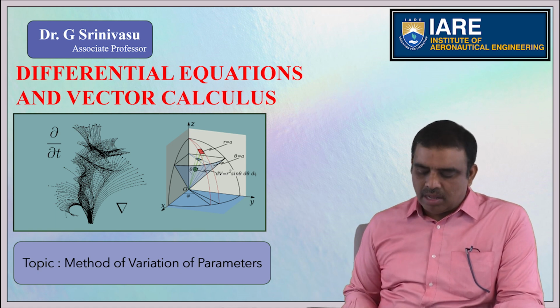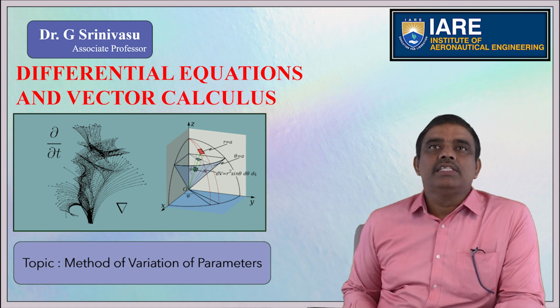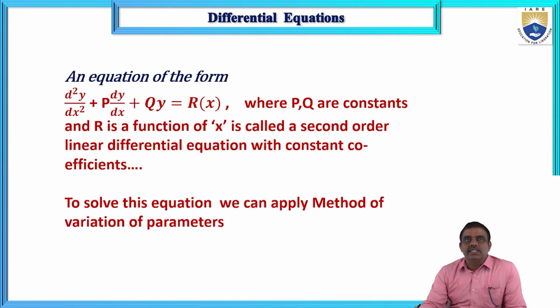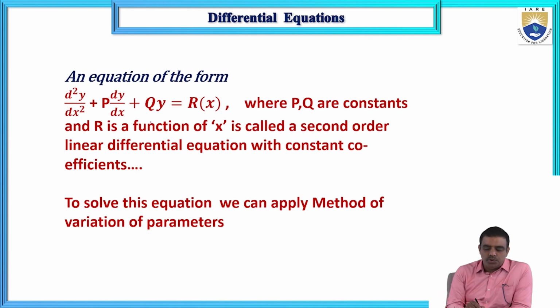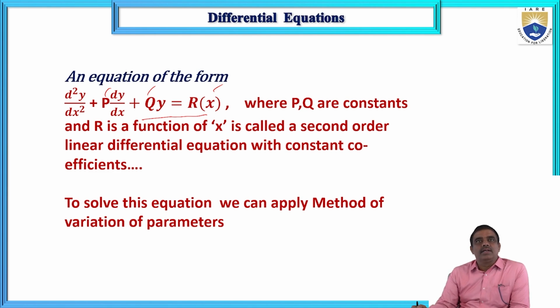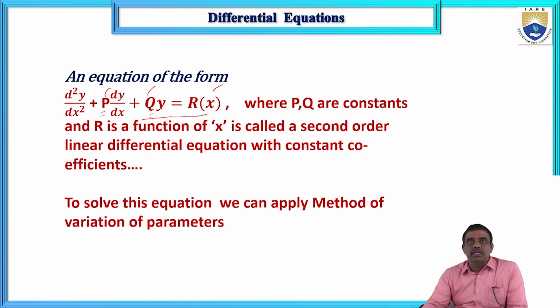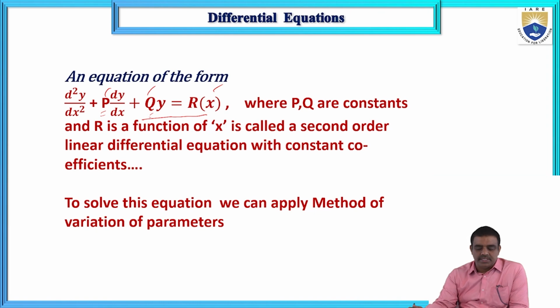Now, what is the second order differential equation? An equation of the form d square y by dx square plus p into dy by dx plus q into y is equal to r of x, where p, q are constants and r of x is a function of x, is called a second order linear differential equation with constant coefficients. Because p, q are constants, the coefficients are all constants. And here, the right hand side function r of x can be any function of x.